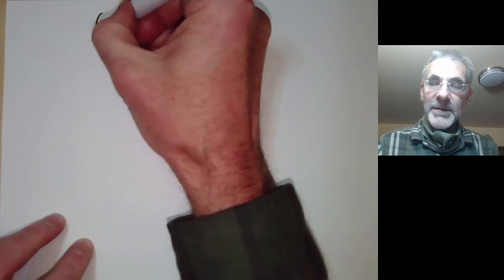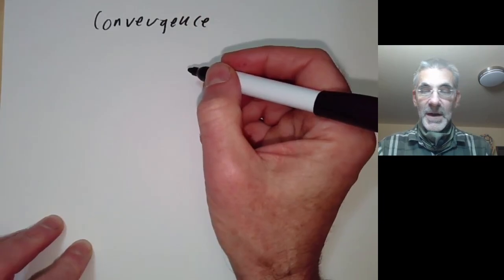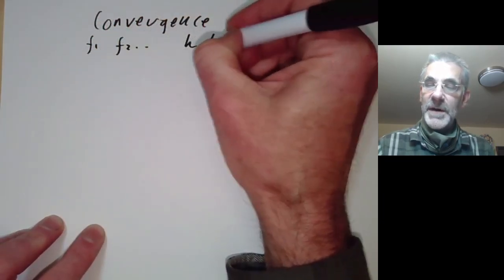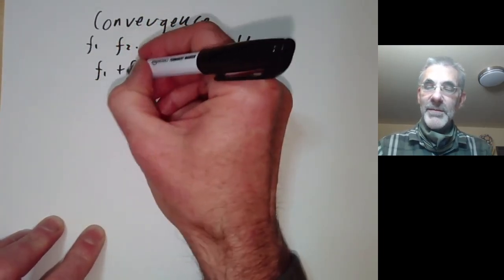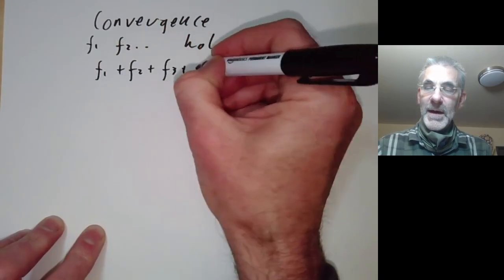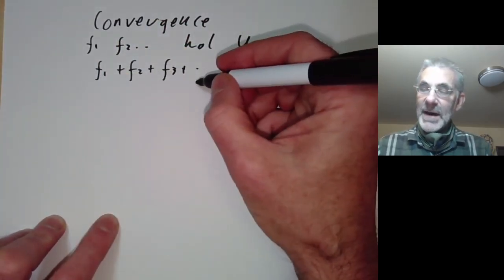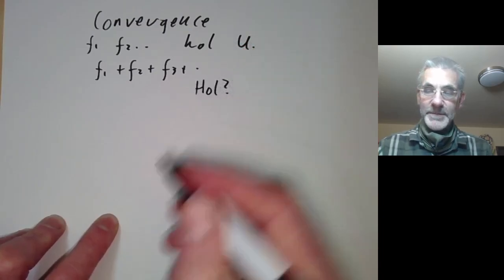This lecture is part of an undergraduate course on complex analysis and will be about convergence, more precisely convergence of a series. So suppose f1, f2 and so on are holomorphic on a set U. We might want to take the sum, and first we can ask if this sum converges, and then we can ask the additional question, is this holomorphic?